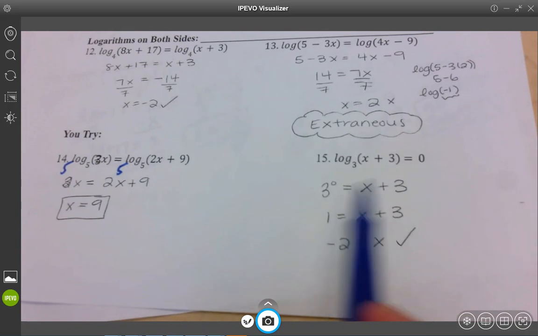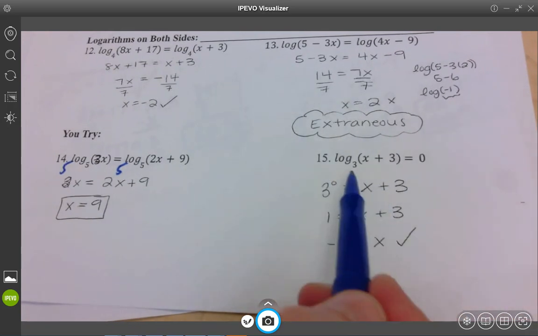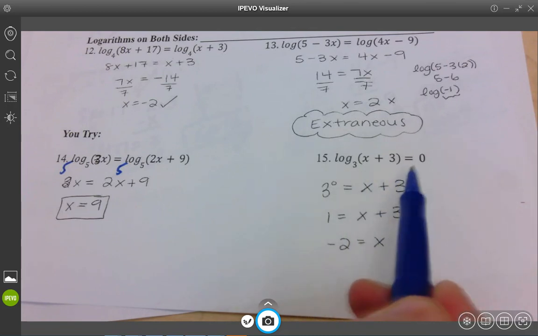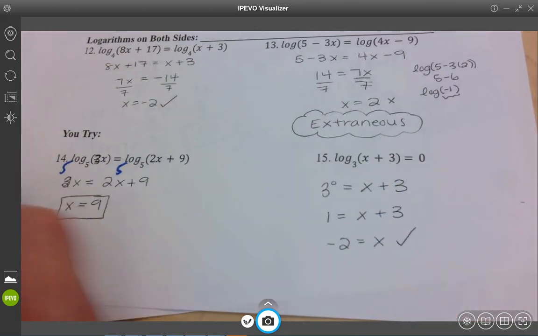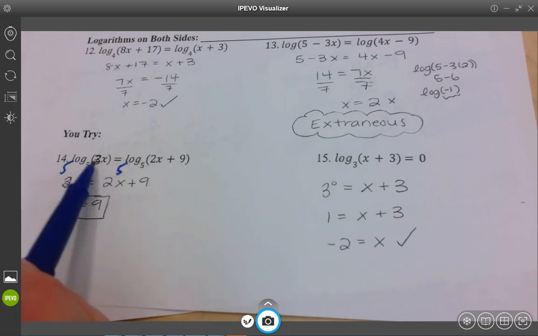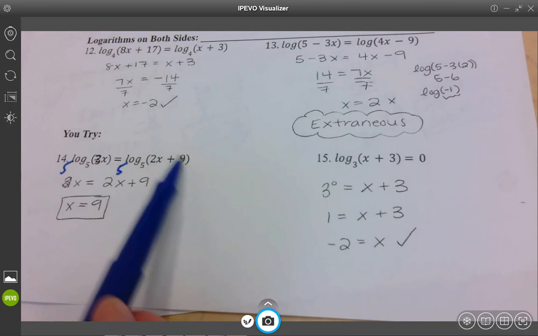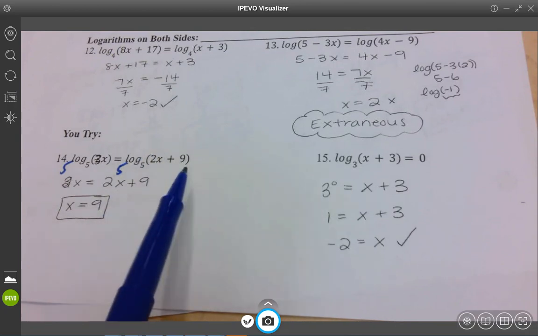Okay. And then for number 15, you can rewrite that one as an exponential. 3 to the 0 equals x plus 3. And then you finally get x equals -2. And then look, they checked it. They put it back in the parentheses to see if it works. It looks like they didn't check this one, but it does also work. I can see that. So that means that when I substitute it in the parentheses, I don't get a 0 or negative output there.